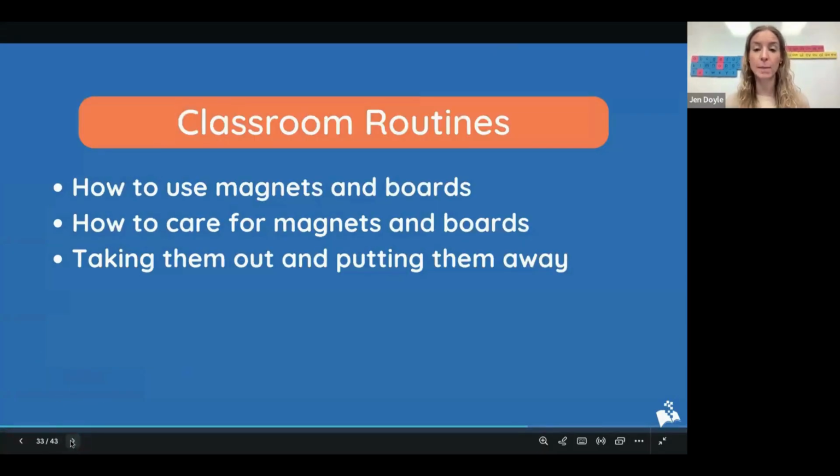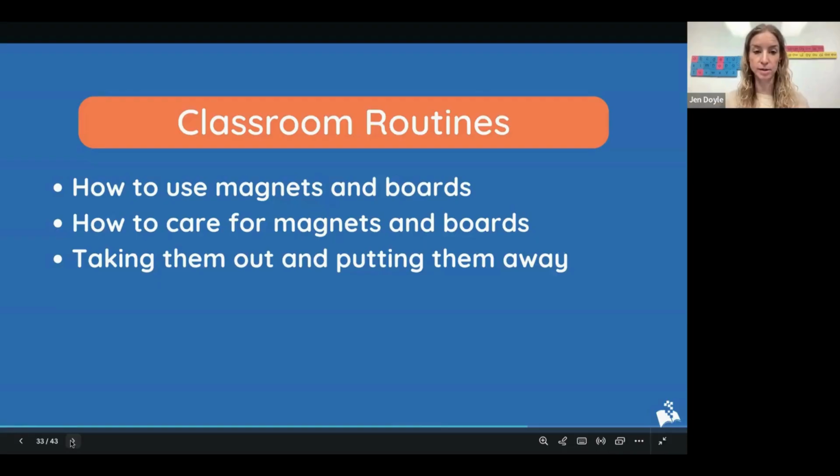And then you also want to think about your routines. Just like you think about routines for everything else in the classroom, you want a good routine that works for your class when it comes to the magnets and boards. How do you want them to take out their boards? How do you want them to interact with them during a lesson? Where are they going to use them? Do they use them on the rug, at their desk? And how do you care for magnets and boards?